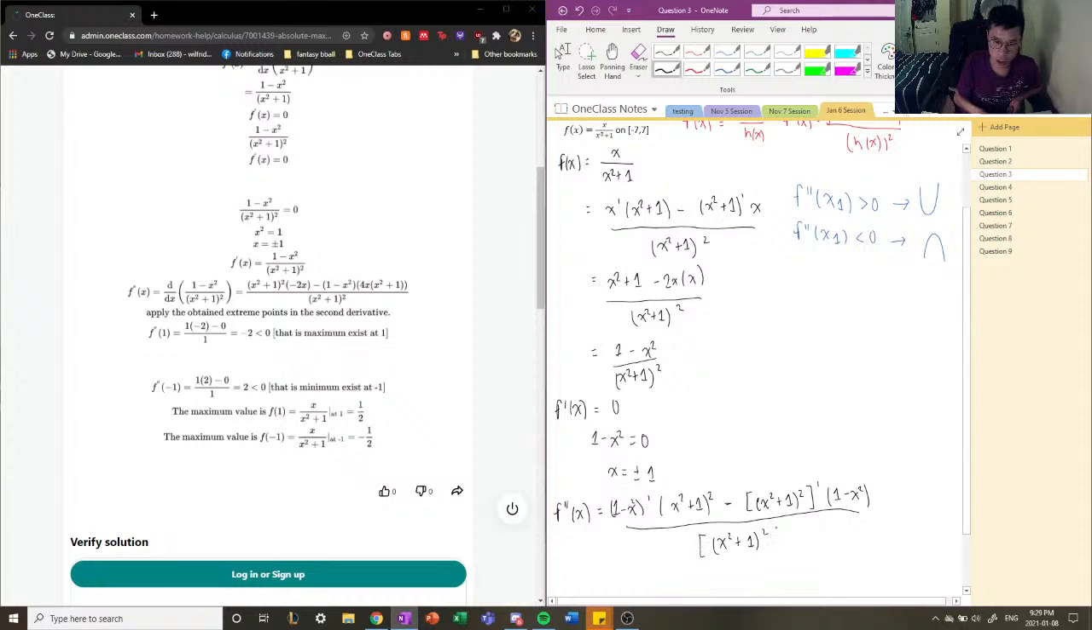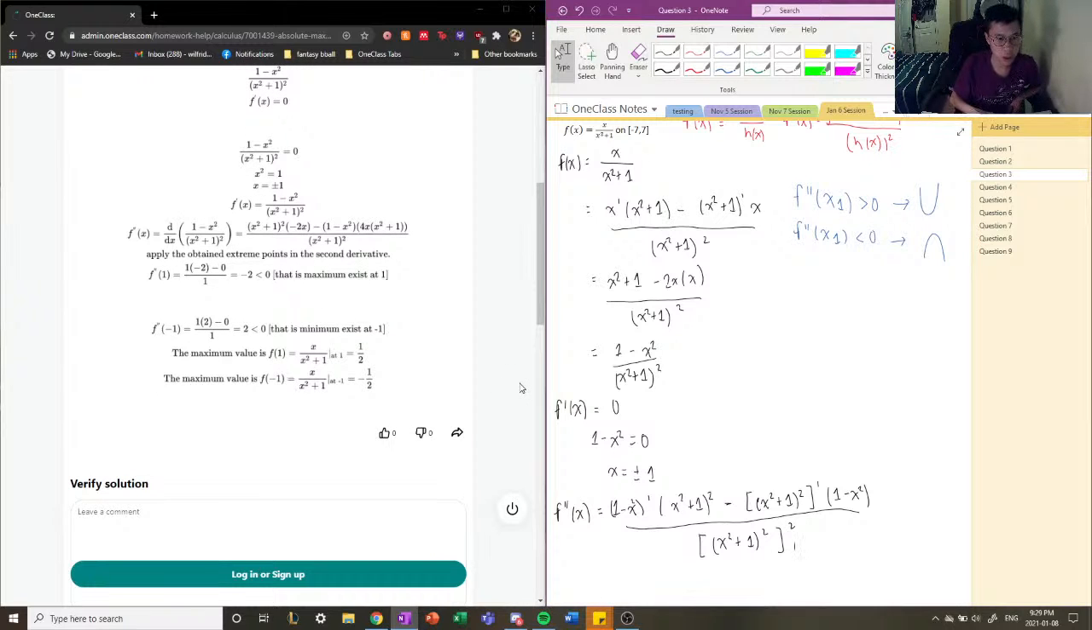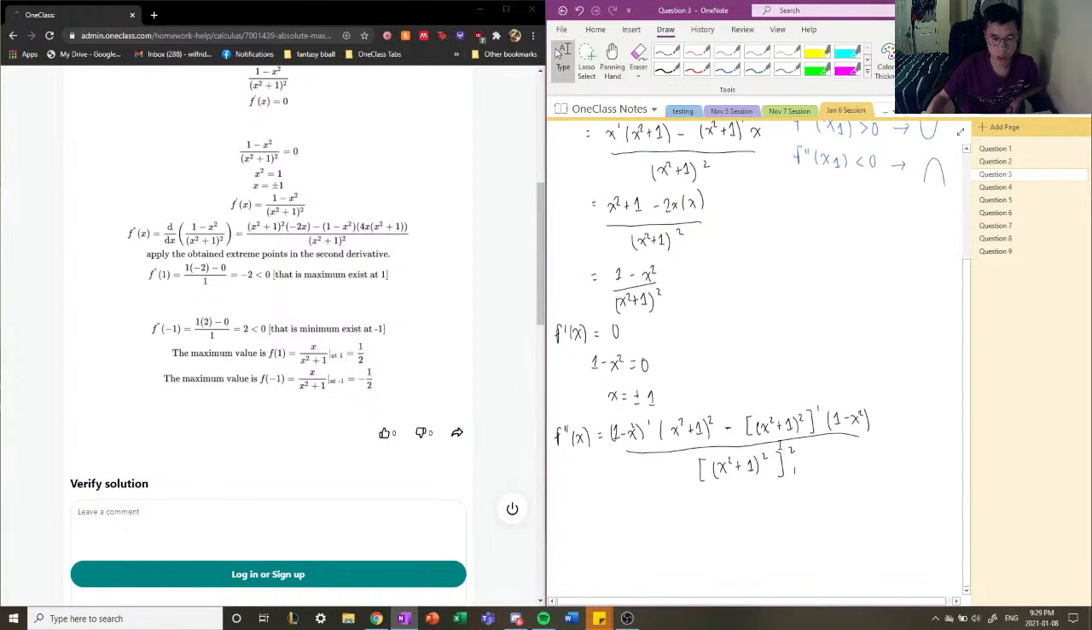We're going to need to be able to, I guess, simplify this. But in this case, all we really need to do at this point is to plug in our critical points. We don't need to actually simplify this. We can plug in our points as it is.